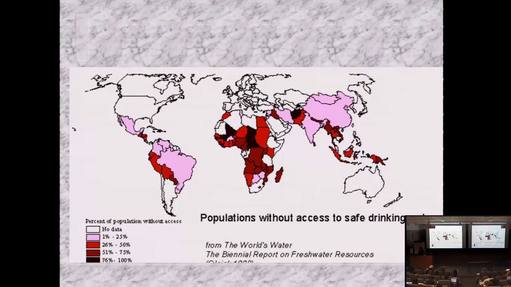Last little bit, we are very lucky. We have very clean drinking water. Many places, especially in developing countries, have up to 100%, the darkest color, of no access to safe drinking water. It's a big initiative these days, right, to try to provide developing countries with safe drinking water.